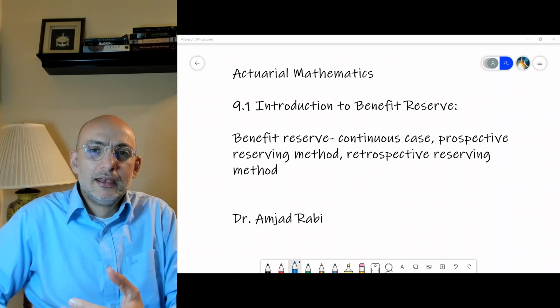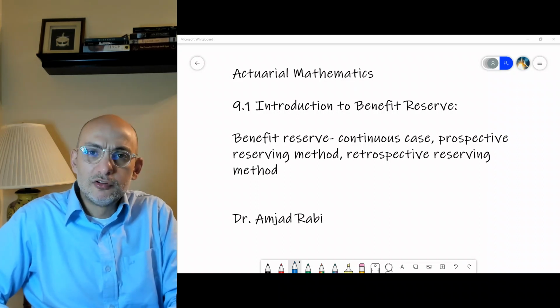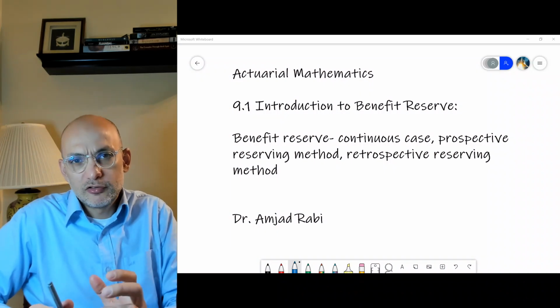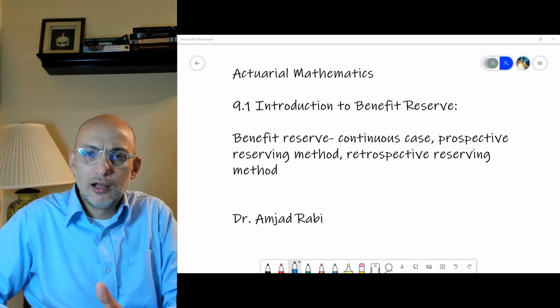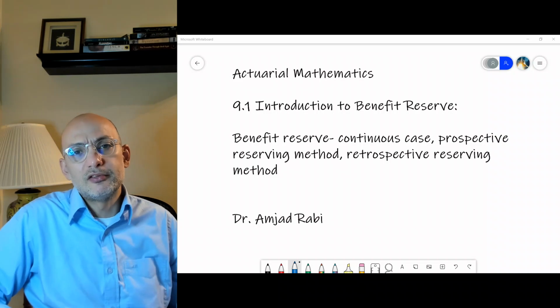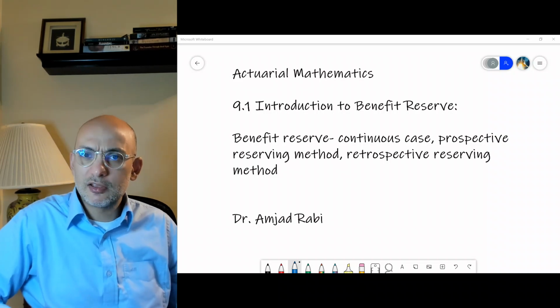Hi again. Now we will start a new chapter. It's on benefit reserve. We're not gonna get into more details. It's just like an introduction because our semester is limited in time, so we will not have enough time for a full treatment of reserve issues. But we will get the basic idea behind the benefit reserve.